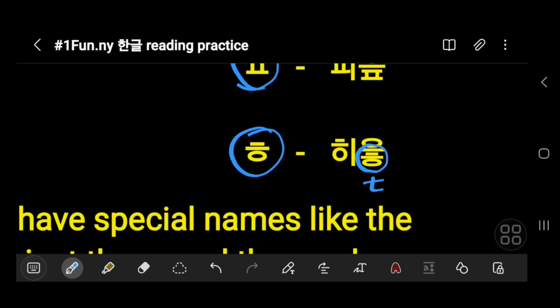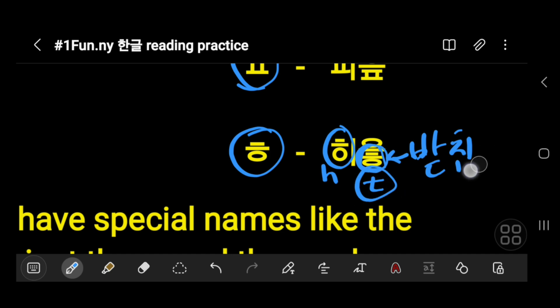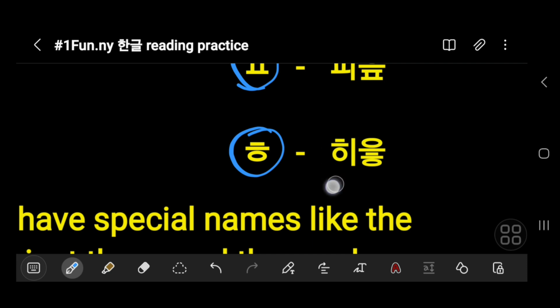So you can tell that even though it's kind of like an English H when it's in the normal position, at the bottom position, the batchim position, and I'll write that, the batchim position down below, it will change a little bit. So you'll see many examples of that. Don't worry, because you'll practice a lot and you'll figure it out. So hieut.